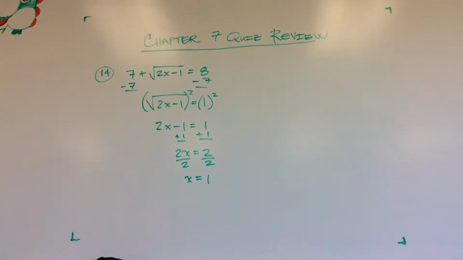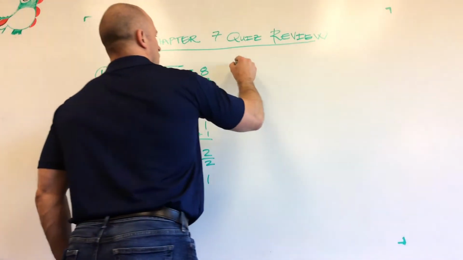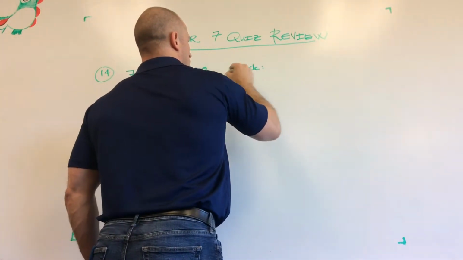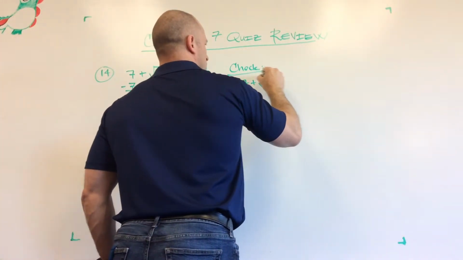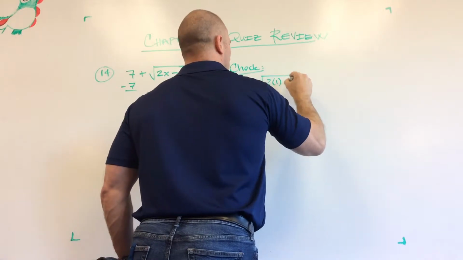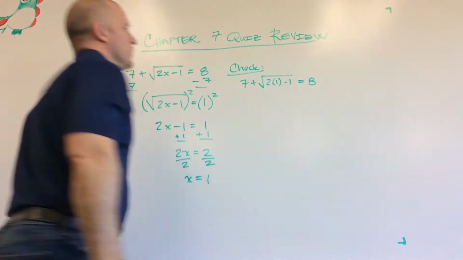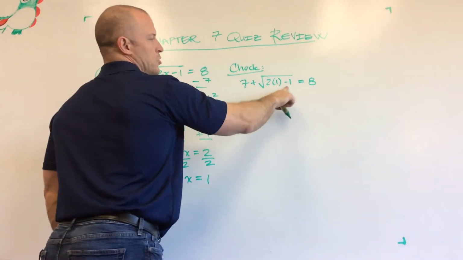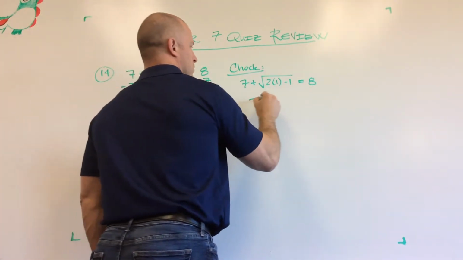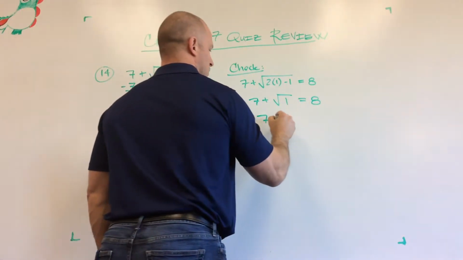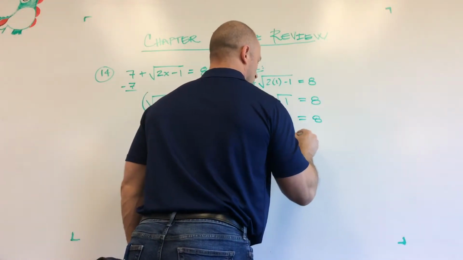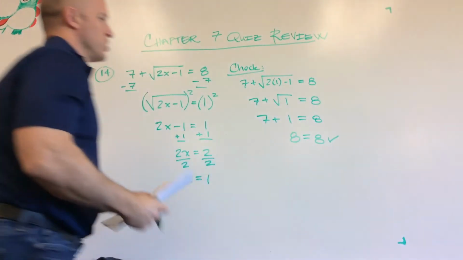Again, because we are dealing with radicals, we have to check for extraneous solutions, so we'll enter our x value of 1 into the original equation to see if it works. Two times 1 will be 2 minus 1 just gives us 1 inside the radical. Square root of 1 is just 1. And so the problem checks out.